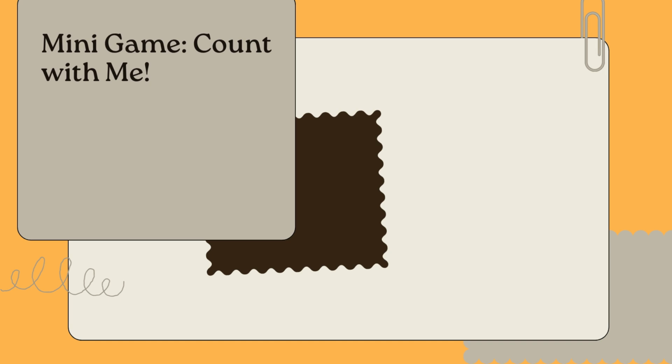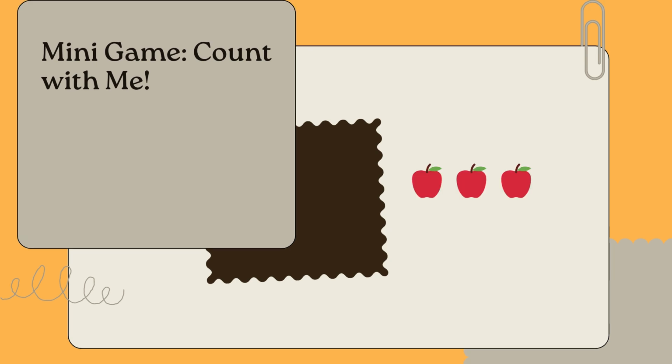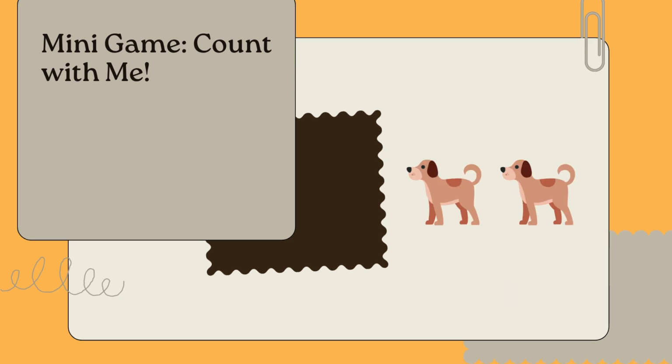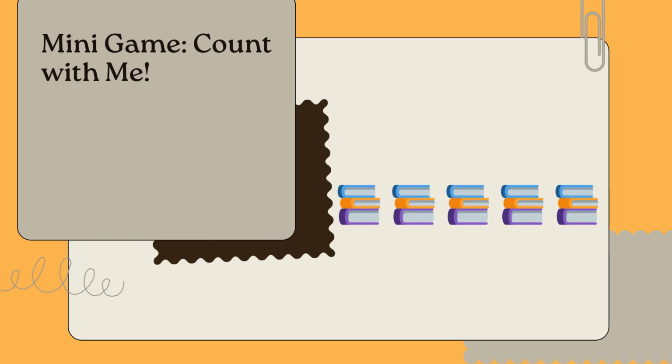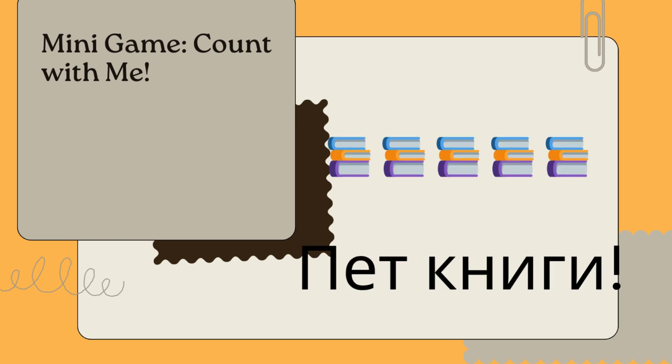Let's play a little game. I will show you an object on the screen and you say the number in Macedonian before I do. Три ябълка. Две кучиња. Пет книги.